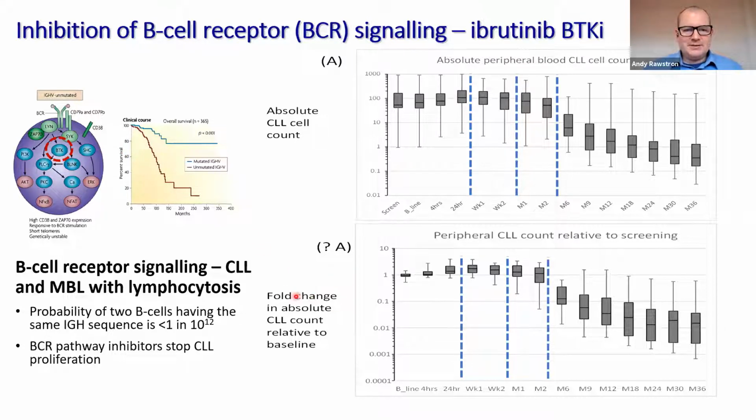So this is looking at the fold change in CLL count relative to baseline. And what you see when you use one of these inhibitors is that the cell numbers start to rise from 4 hours to 24 hours after first dose, stabilize over the first couple of weeks, and then gradually decline, month 1, month 2 to month 6. So by month 6, you're starting to see a decrease in the cell count, and this continues to go down and then maybe plateau after 1 or 2 years of treatment. And what's happening is it's stopping the cells proliferating, but it's not killing them. So basically it takes a long time for all the CLL cells to die off.